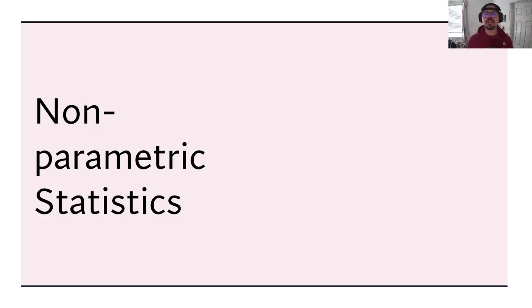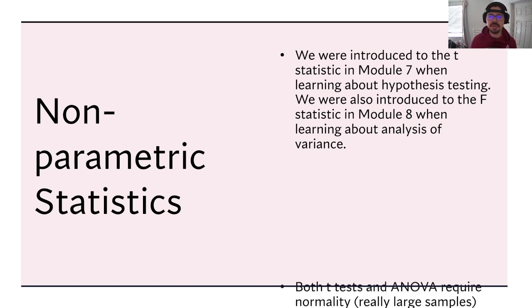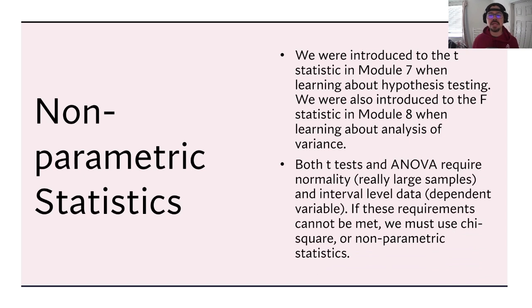So chi-square is what's called a non-parametric test. We were introduced to the t-statistic in Module 7 when learning about hypothesis testing. We were also introduced to the f-statistic when learning about ANOVA, analysis of variance. Both t-tests and ANOVA require what's called normality, which is just another way of describing needing really large samples to be an effective test, and interval level data for our dependent variable. If these requirements cannot be met, we must use chi-square or a non-parametric statistic.